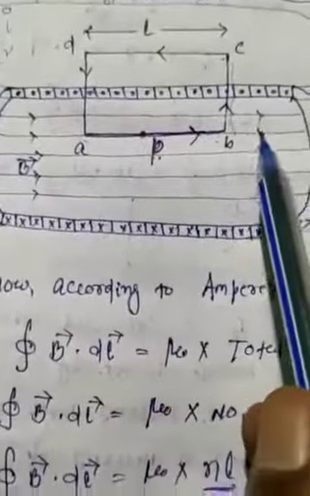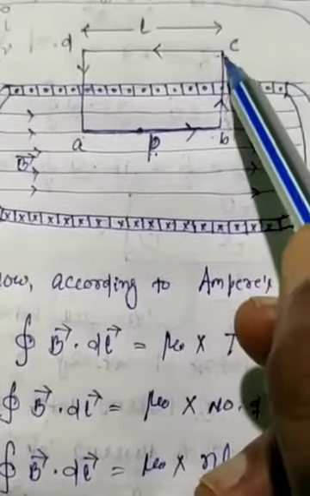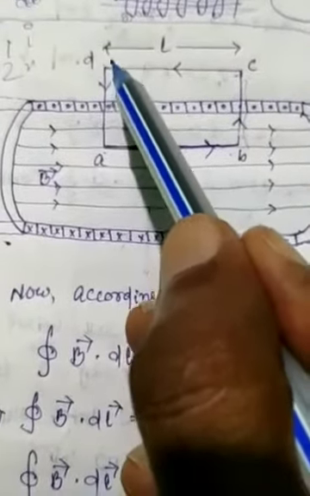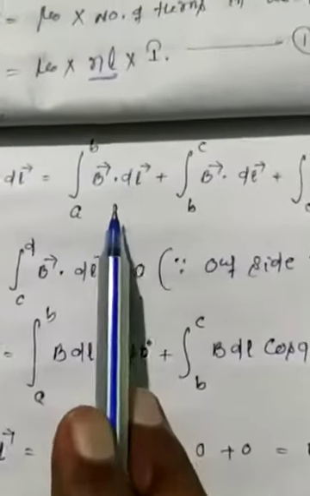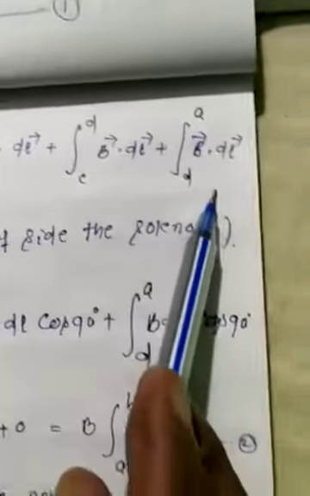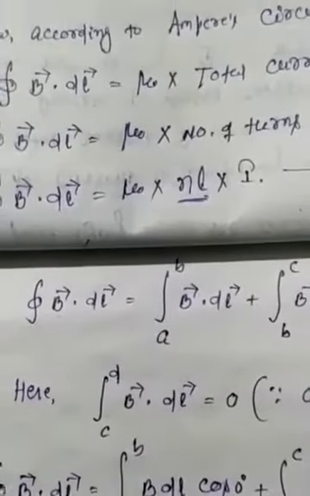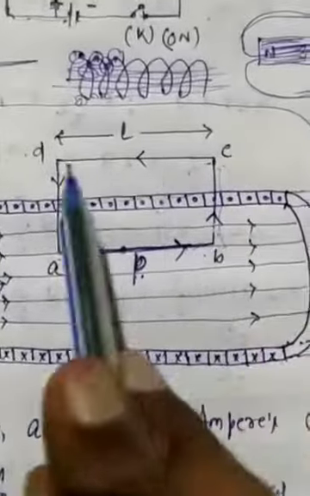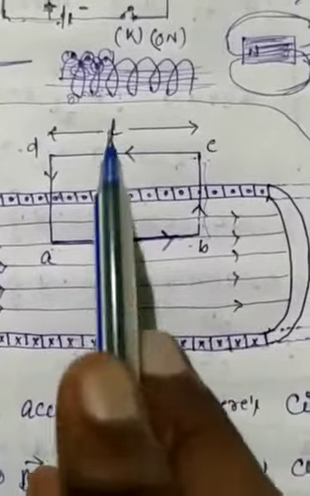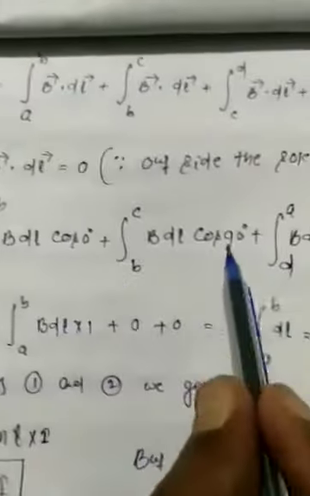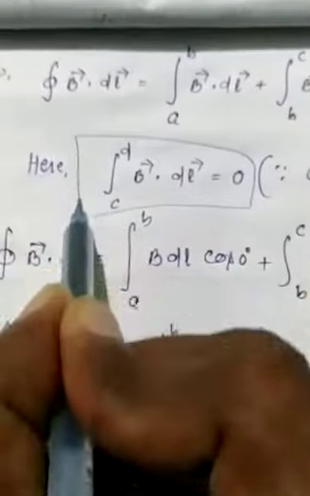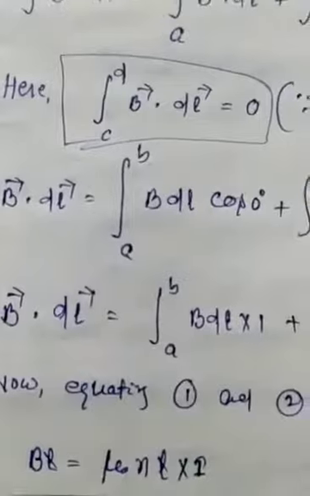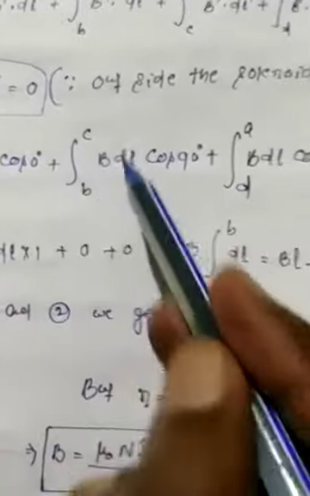Now the closed integral of B dot dl equals the integral from A to B of B dl, B to C of B dl, C to D of B dl, and D to A of B dl. But C to D is situated outside the solenoid. Outside the solenoid the magnetic field is 0. So this term will be 0.